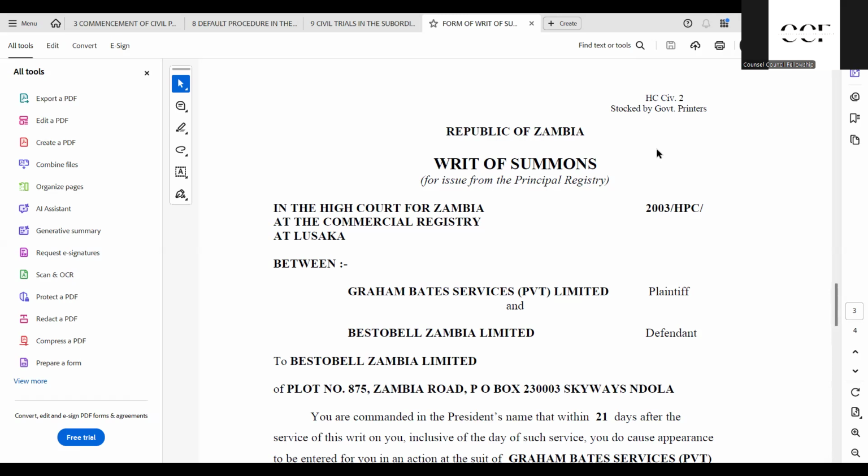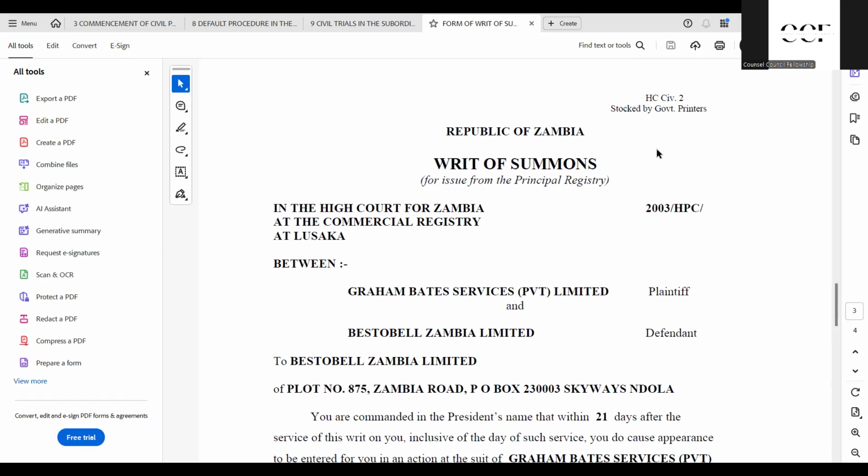Okay. So what you have on top there, you have Republic of Zambia writ of summons for issue from the principal registry. And what you have there is in the High Court for Zambia at the commercial registry. Since we are learning how to draft, that part is the heading. It shows where this document is coming from and where this matter has been started or commenced. If you're in the subordinate court, this is going to read in the subordinate court for Zambia. That is how it's going to read.